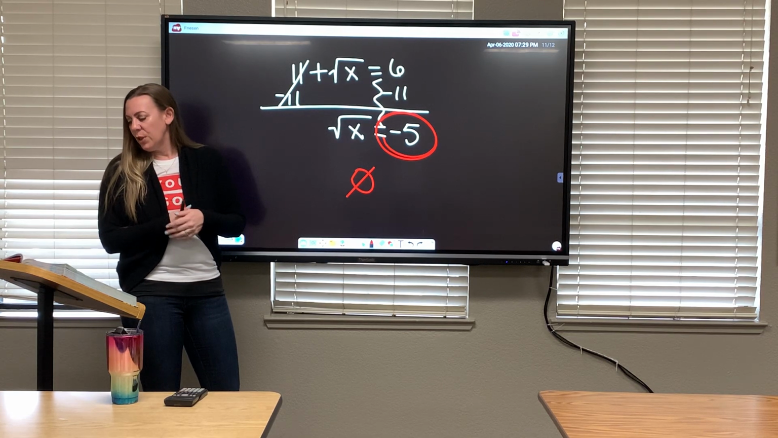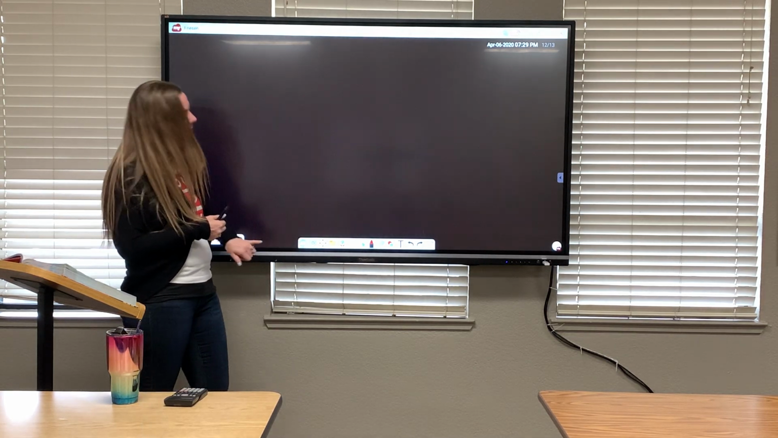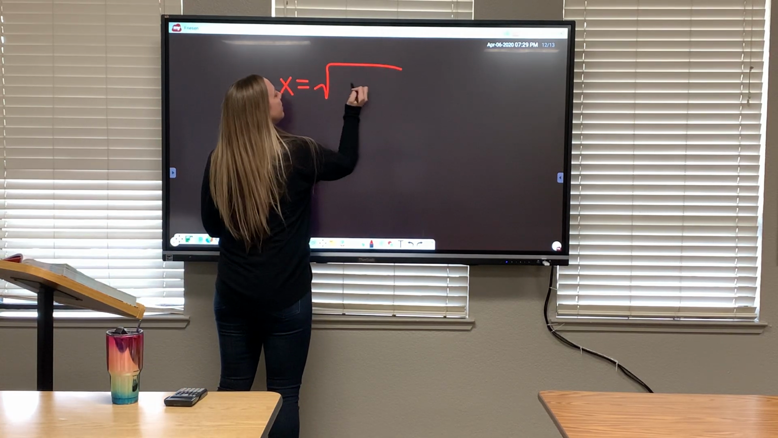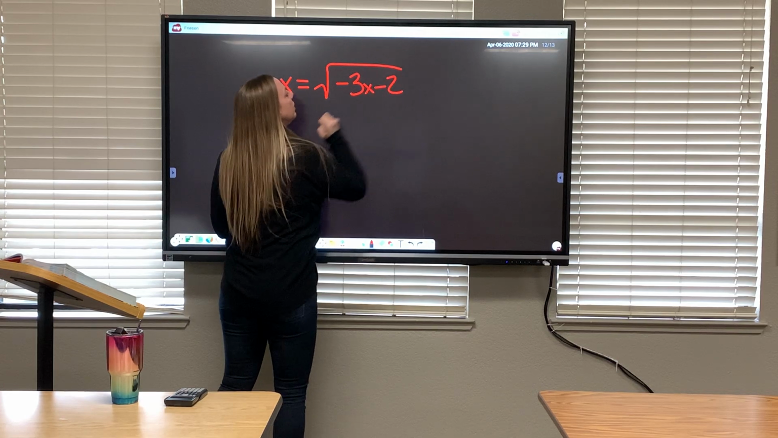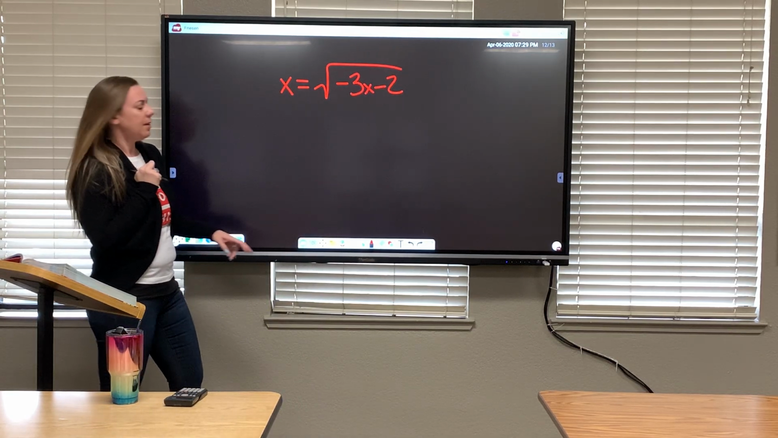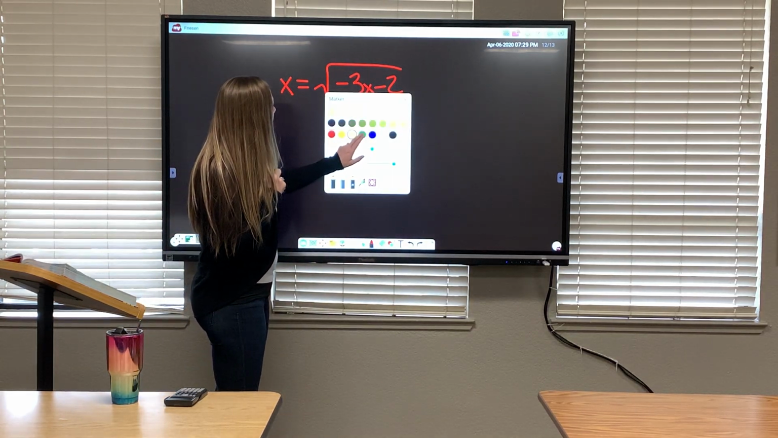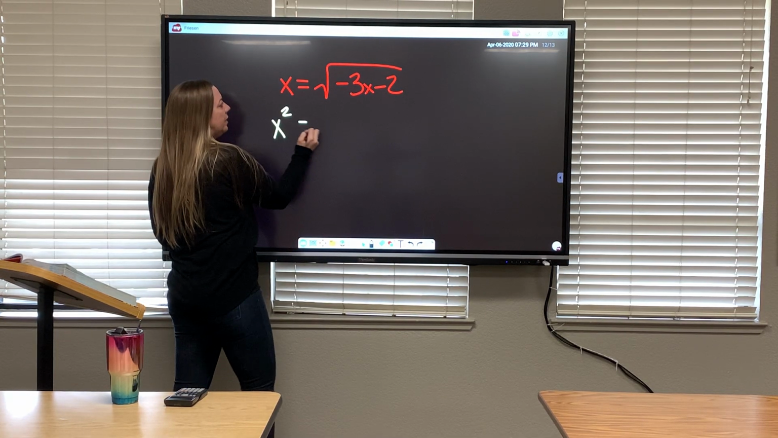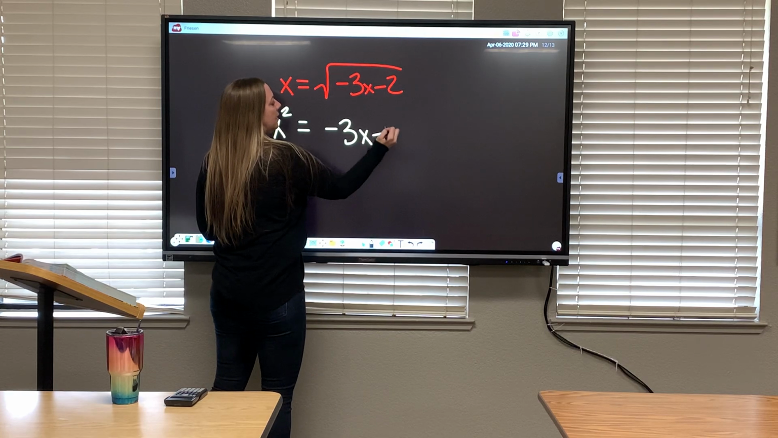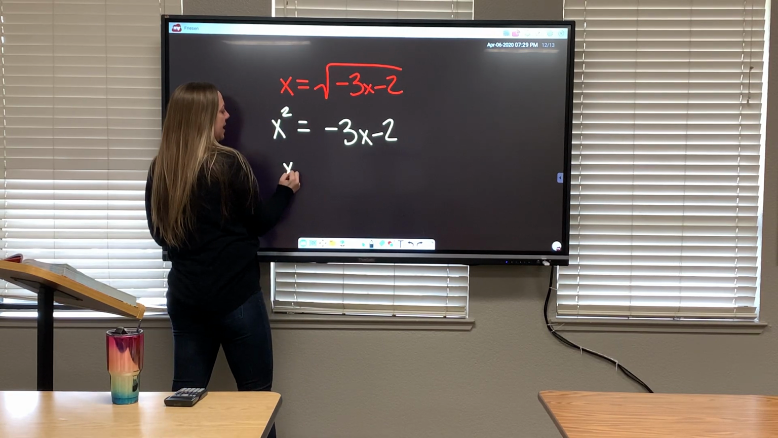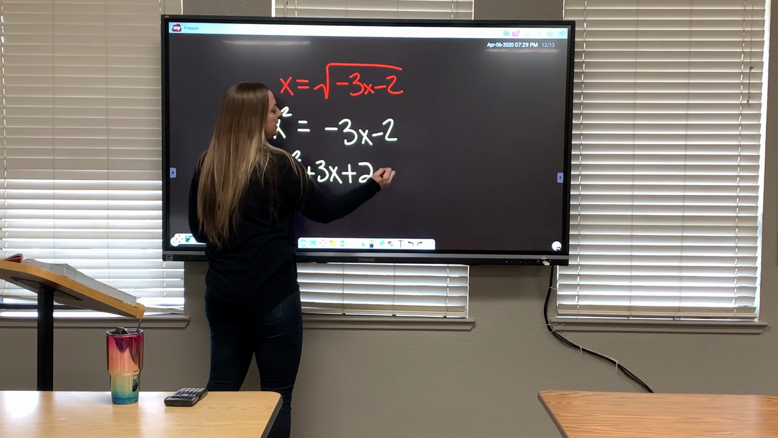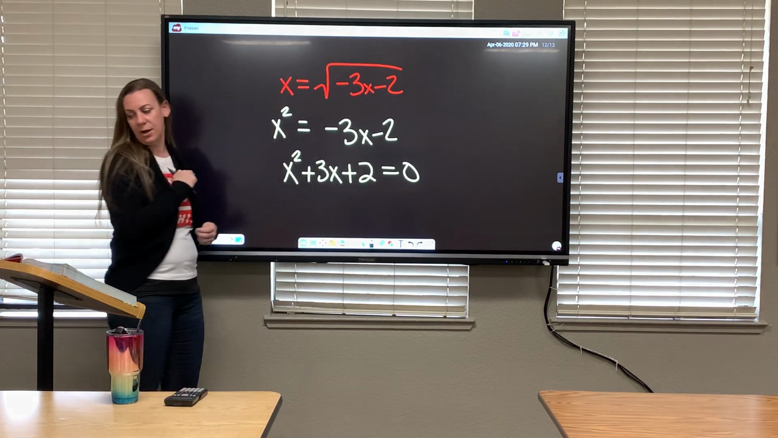So same thing if we looked at like 5b, I'm just going through your examples here. So I have x equals the square root of negative 3x minus 2. I hope you can see that. I'm going to go ahead and change the color just so that it's a little bit lighter. Now if I square both sides, I get x squared, and then this is going to go away. Let's go ahead. X squared plus 3x plus 2 is going to equal 0, so I have an x there.